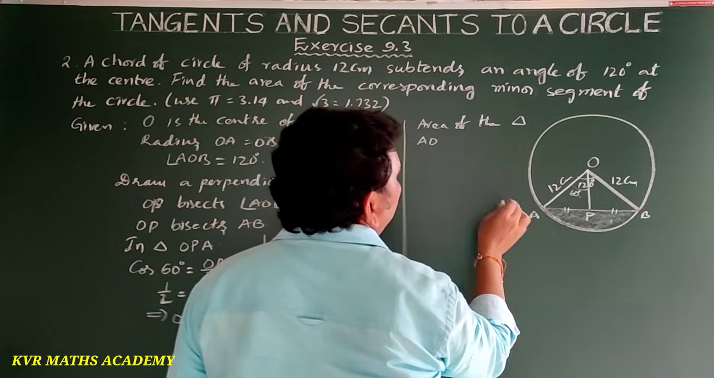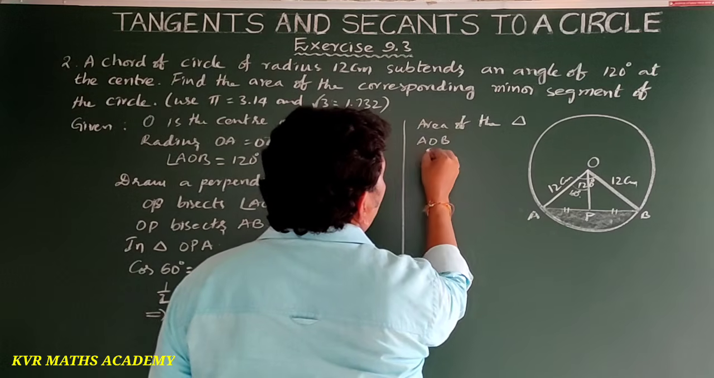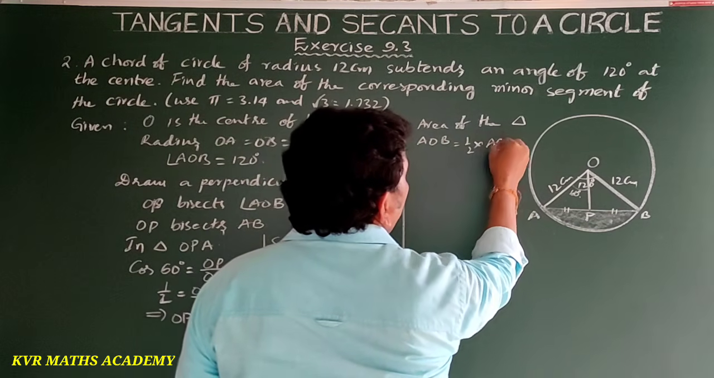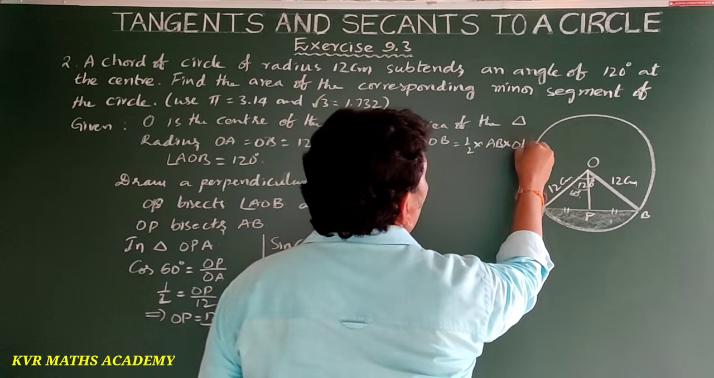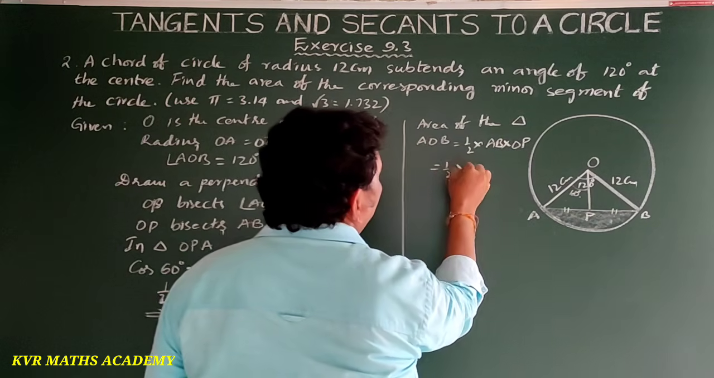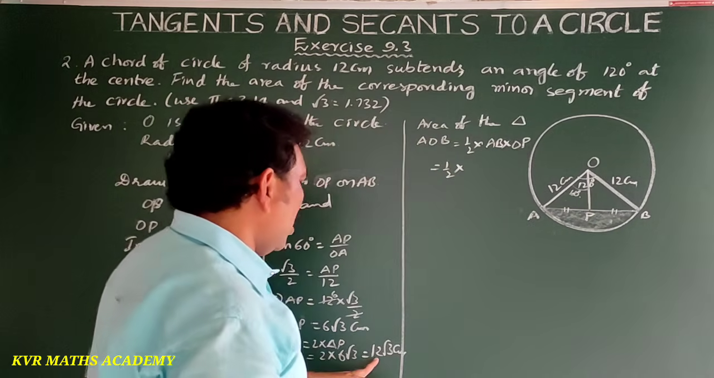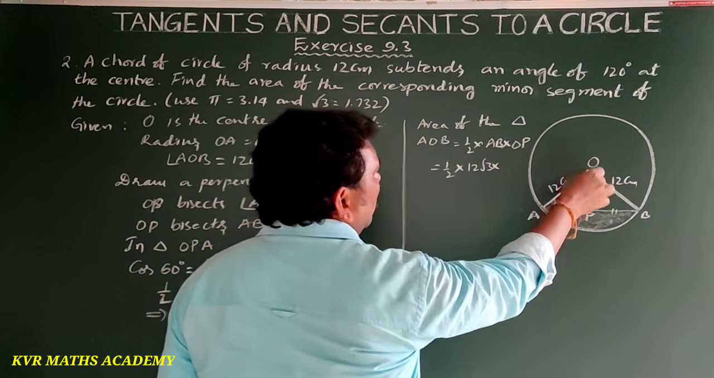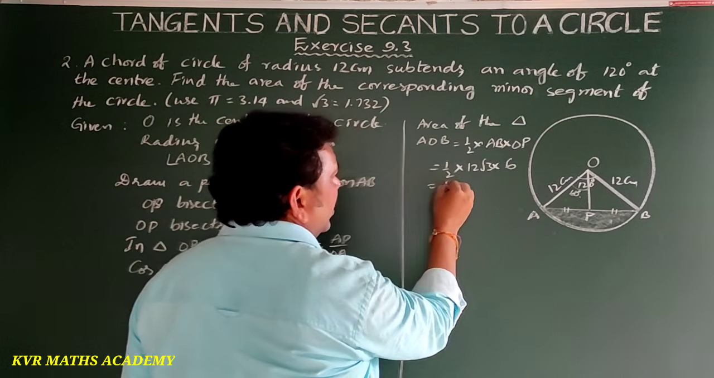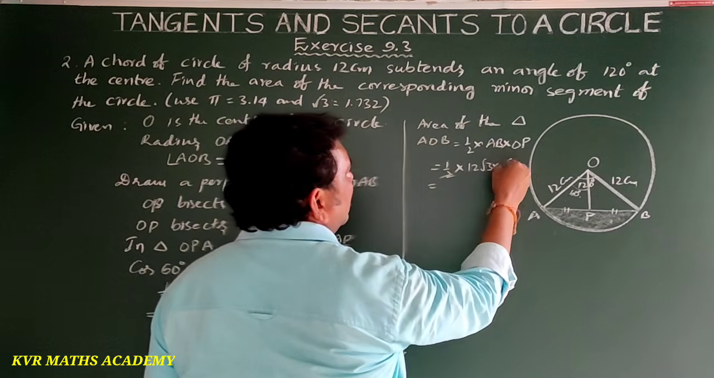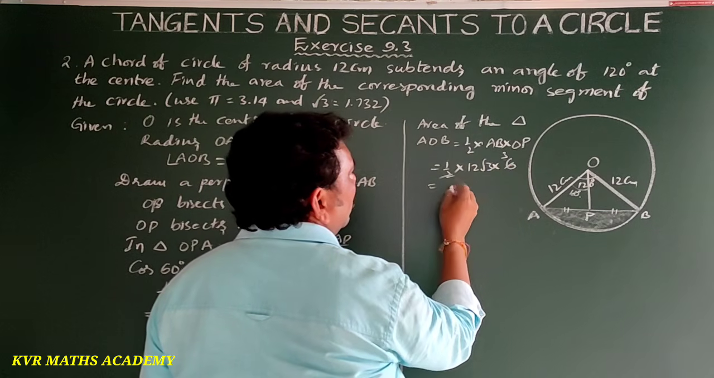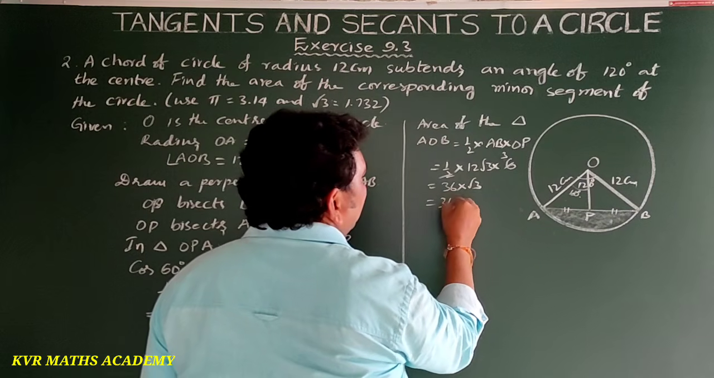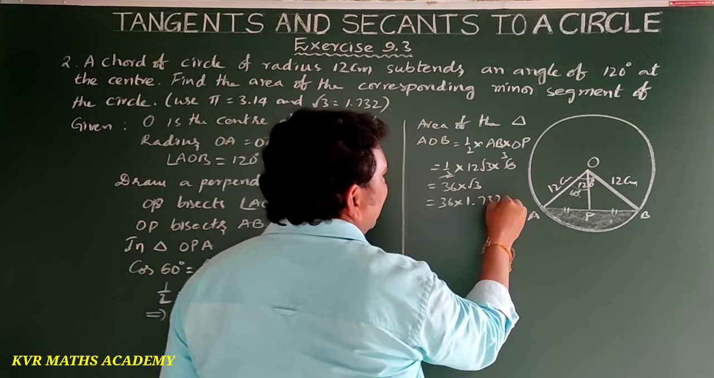Area of triangle AOB is equal to half into base AB into height OP. So that is half into AB. How much did you get for AB? Yes, 12 root 3, into OP, 6. Half of 12 root 3 into 6: 2 3s are 6, so 3 into 12 is 36 into root 3. 36 into root 3, and root 3 is 1.732.